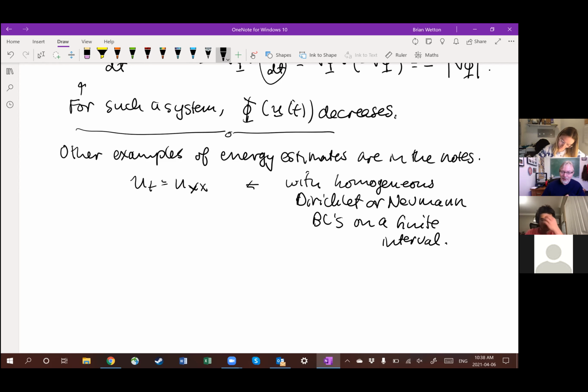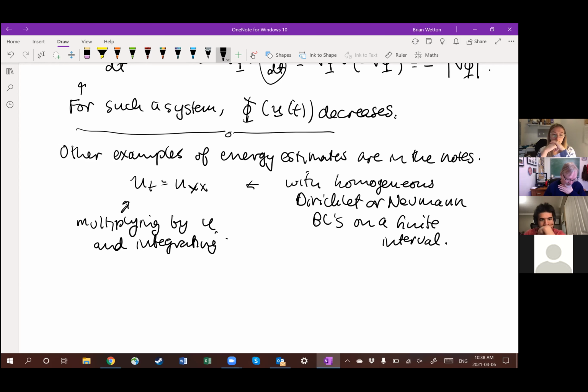So we have one a priori estimate of the solution. That was the maximum principle. But there's a whole sequence of things that you can get. There's another one in the notes, but I'm going to look at one that you can get by looking at this equation by multiplying by u and integrating. So here I'm going to have u ut, and here I'm going to have u uxx.